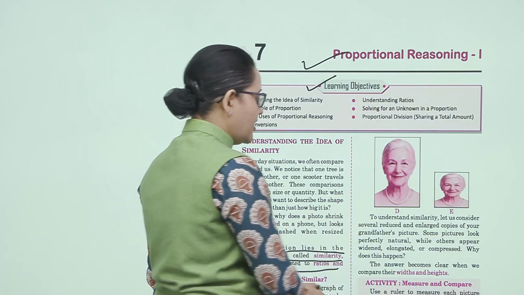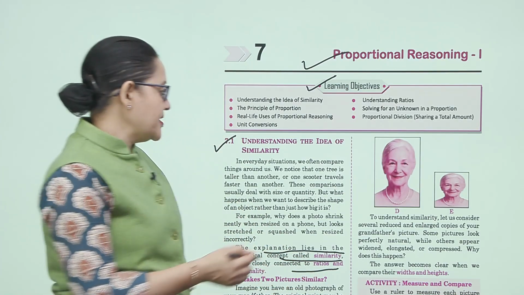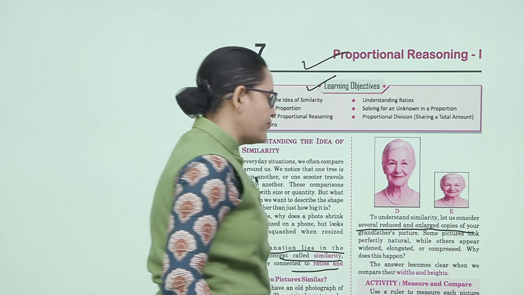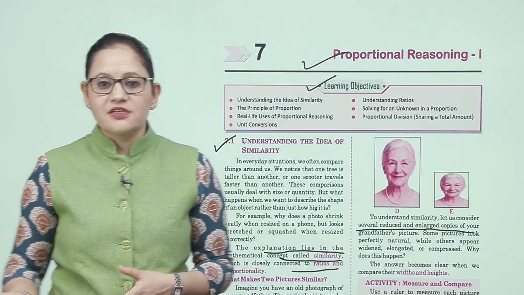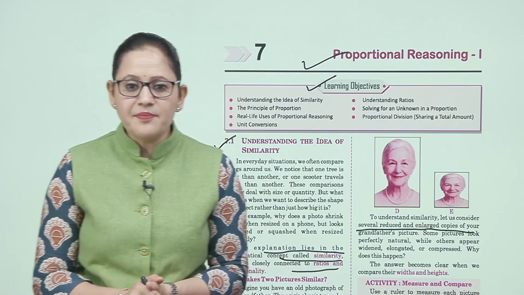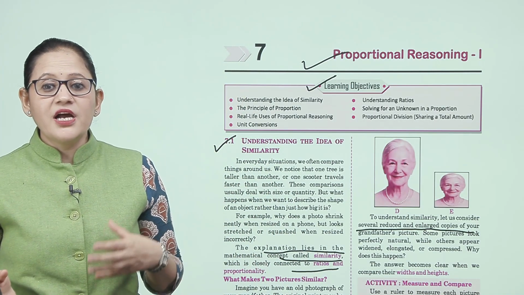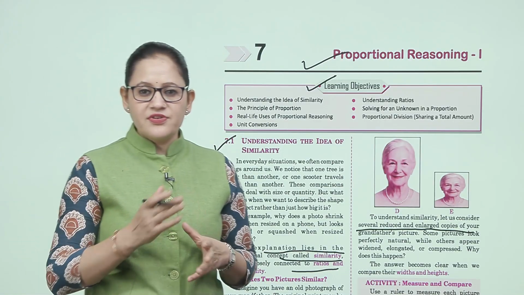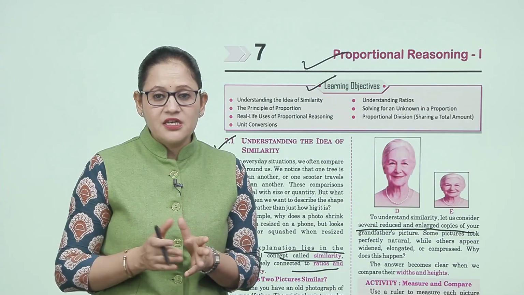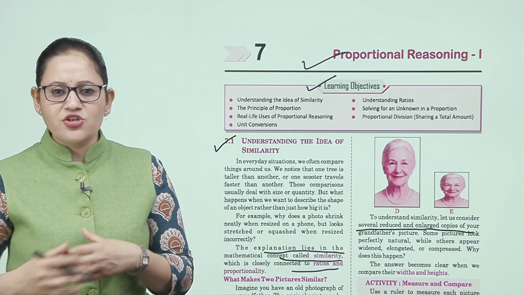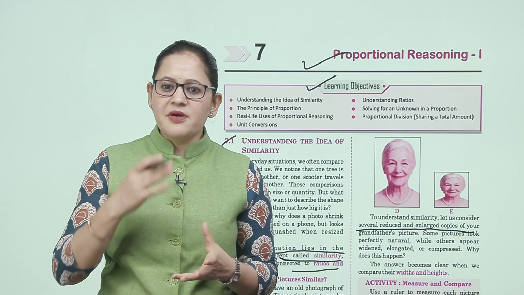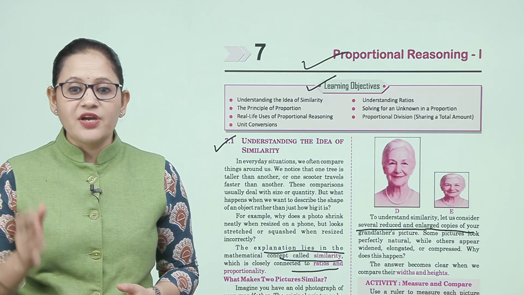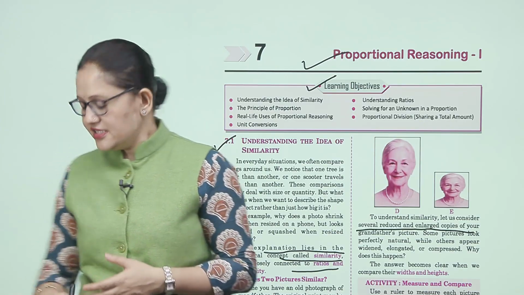Now D and E. To understand the similarity, let us consider several reduced and enlarged copies of your grandfather's or grandmother's picture. Some pictures look perfectly natural, while others appear widened, elongated or compressed. You can see the difference. Some pictures are perfect, some are very stretched or elongated, and some are very compressed. Why does this happen? The answer becomes clear when we compare the width and height.